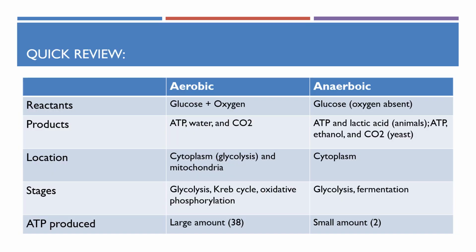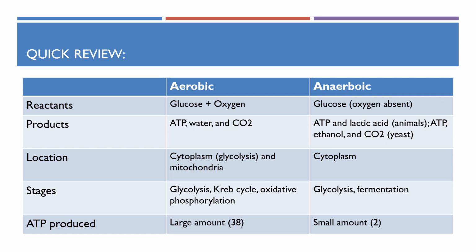So this is a quick overview, and you want to be able to sit here without looking at this, and you want to be able to remake this chart all by yourself. Okay. So in aerobic respiration, our reactants are glucose and oxygen. In anaerobic respiration, our reactant is just glucose because it occurs in the absence of oxygen. That's why it's anaerobic.